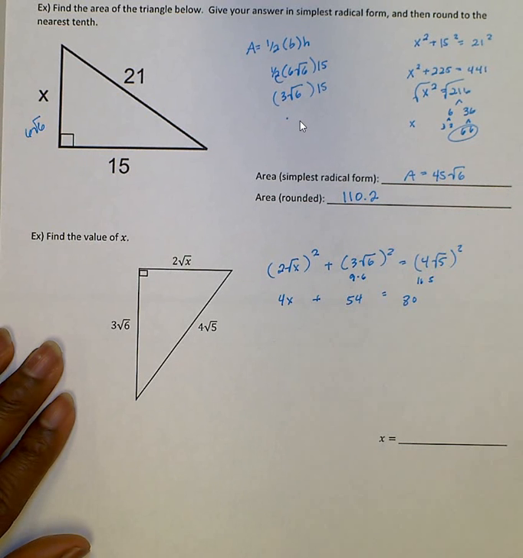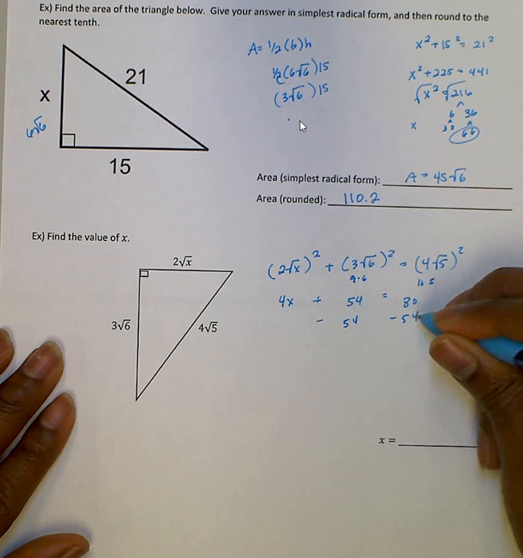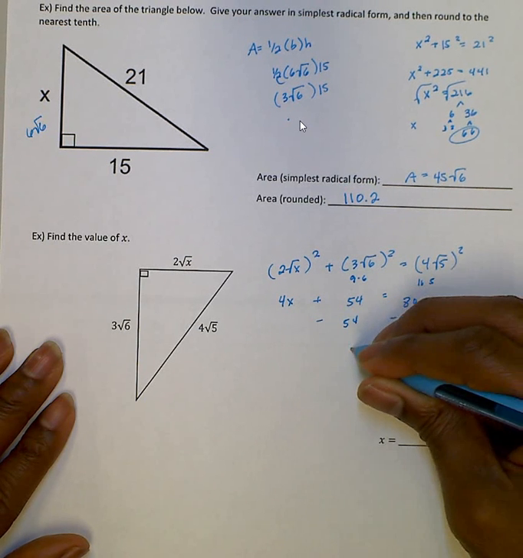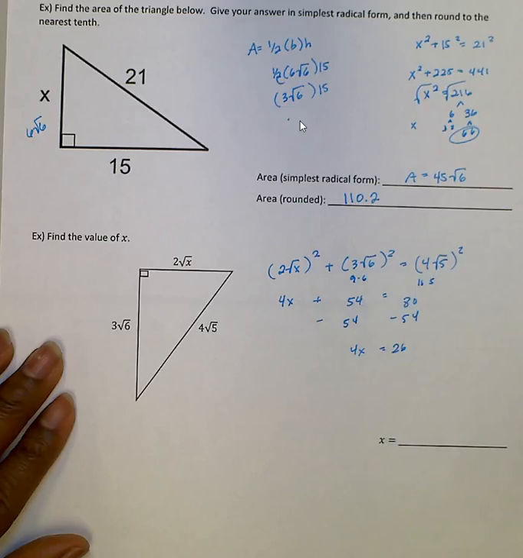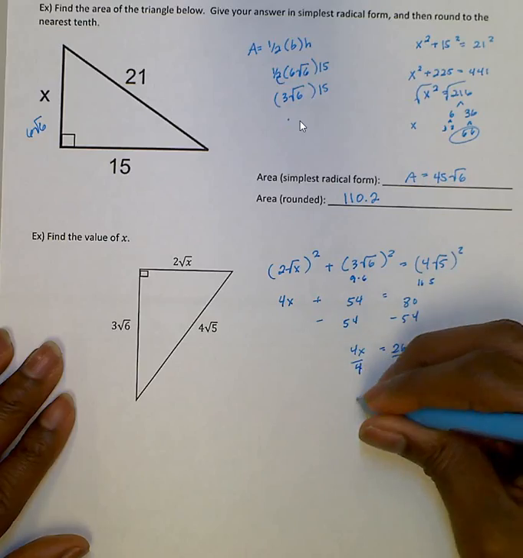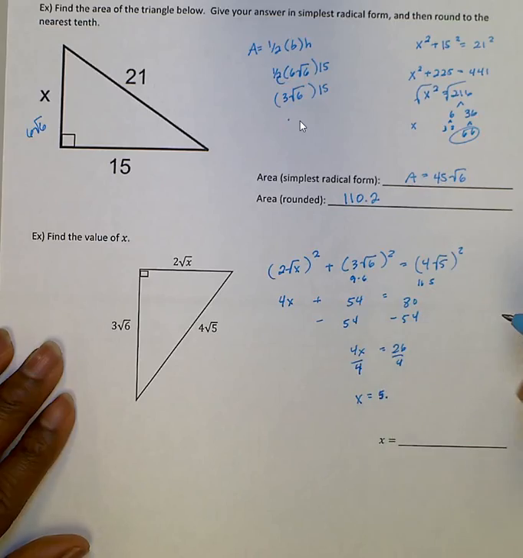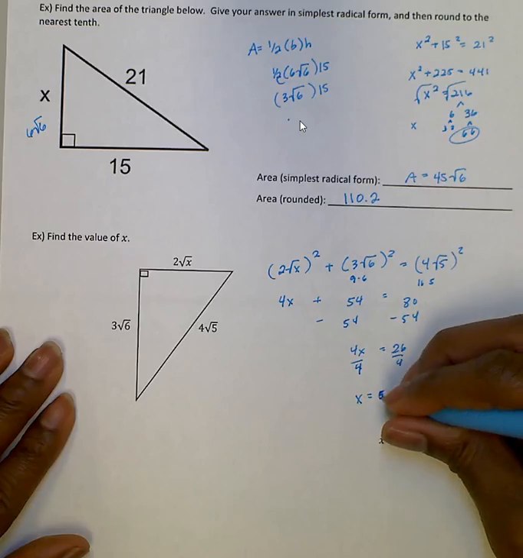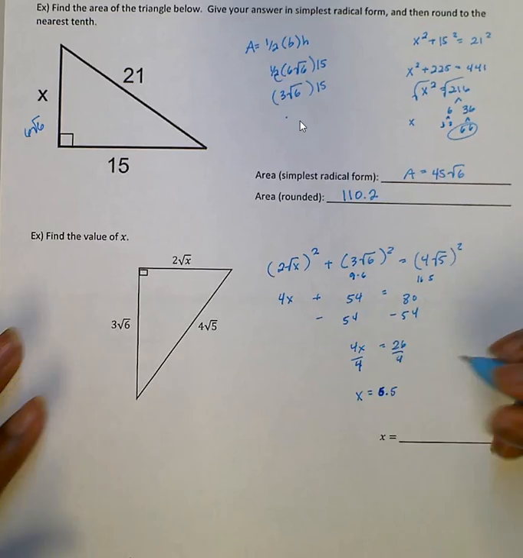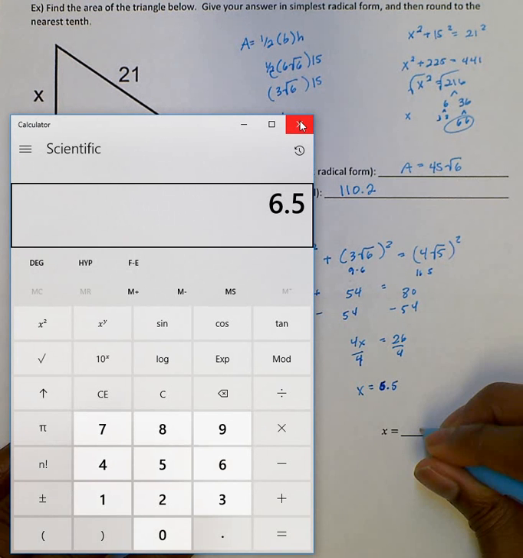Okay, so now what I'm going to do is subtract 54 from both sides. Gives me 26. Yep. So I'll divide by 4, and so x will equal 51. Nope. Sorry. Not 51. 5 point... Nope. 6.5. Wow. Okay. I'll do that on the calculator just so you believe me after I messed up so many times. 26 divided by 4. 6.5. So x equals 6.5.